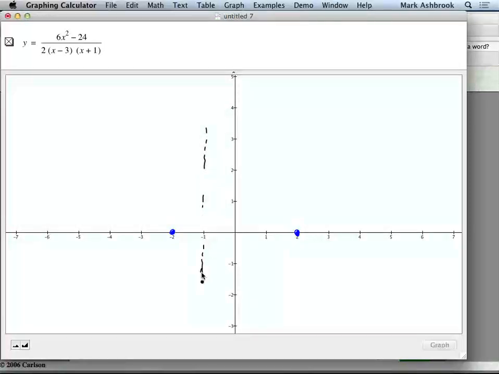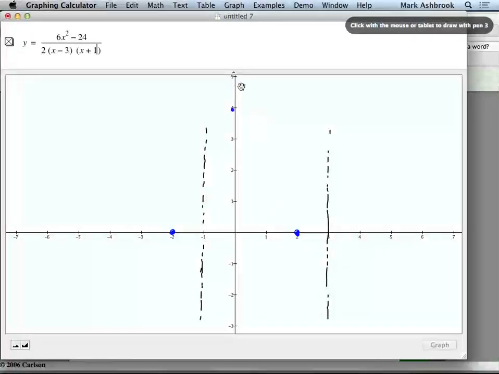So we have an imaginary line that this graph will not cross, but as it gets close, the y values will get very large, either positive or negative. Okay? Y-intercept. 4.